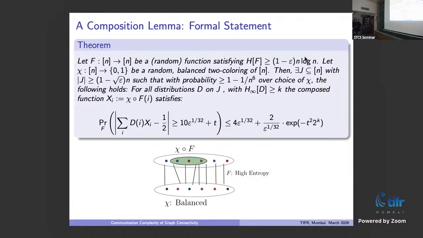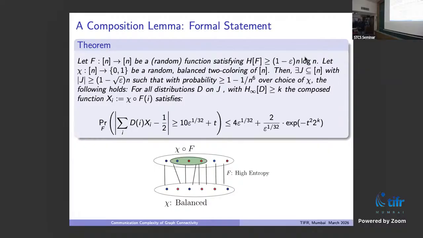We say that for all distributions on this set with min-entropy at least k, where min-entropy greater than k is just a proxy for the set size being at least 2 to the k, for large enough sets the composed coloring is close to balanced. This is the balance of the coloring: how much the coloring of d_i times x_i differs from half goes down in some way. The parameters are not all that important. Okay, so I think I'll stop here.